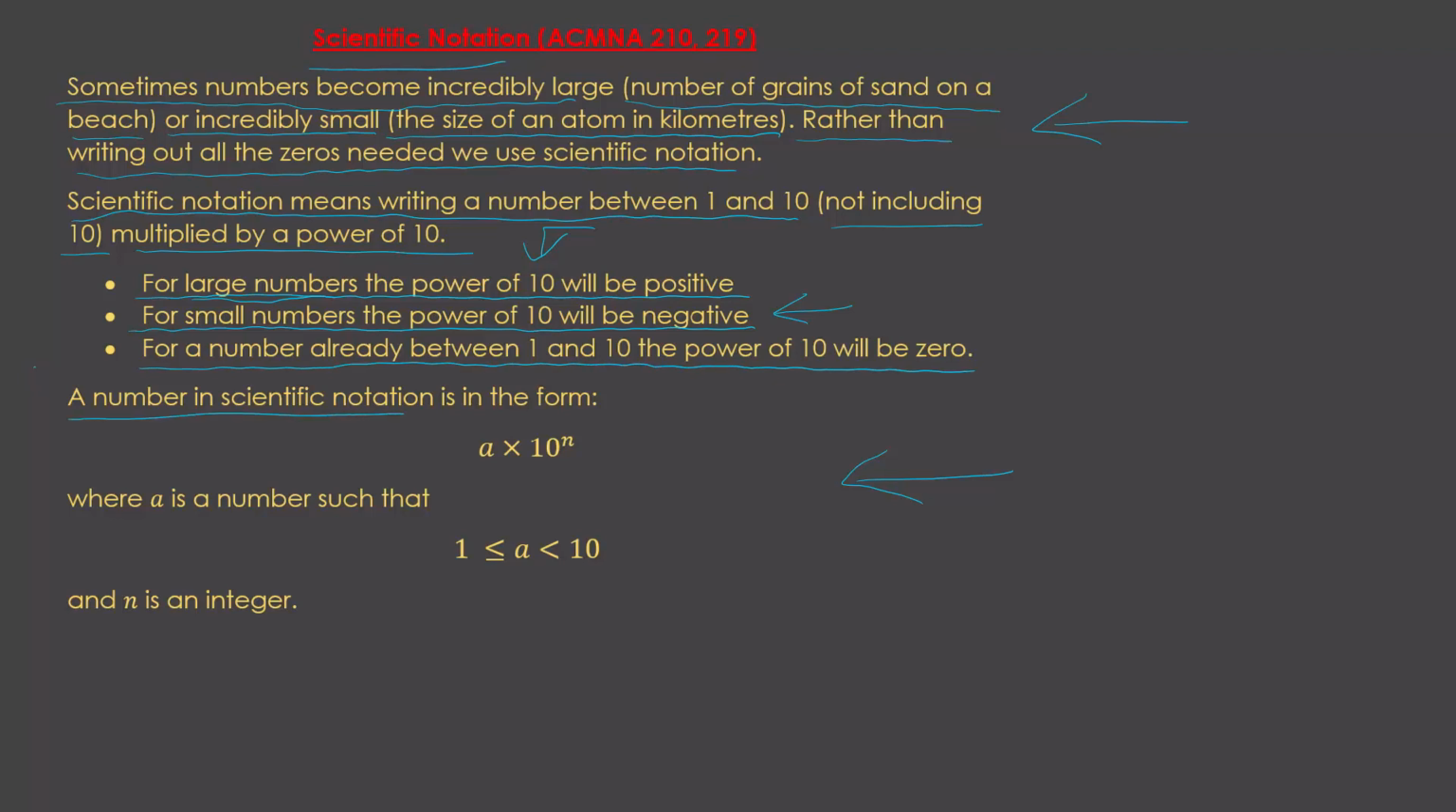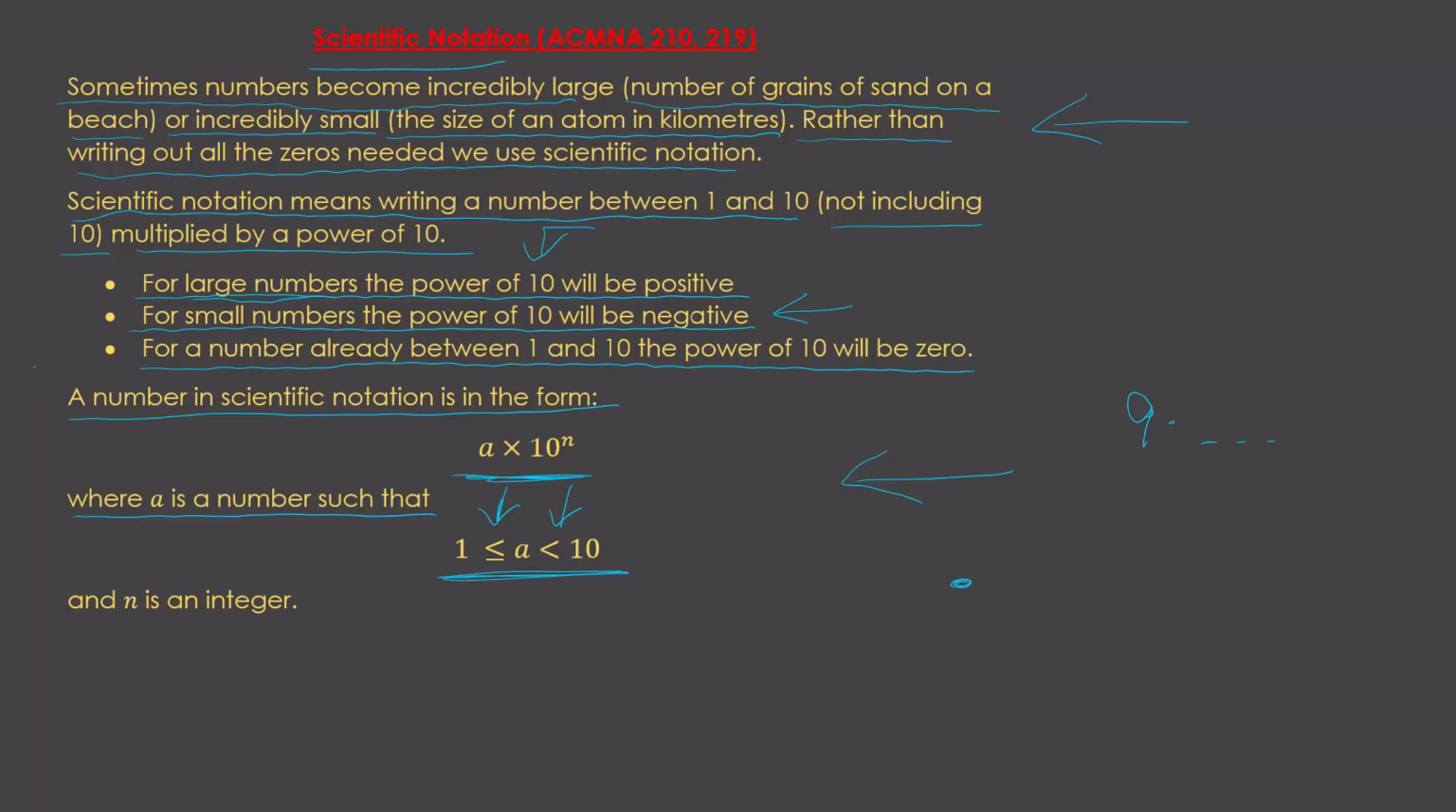A number in scientific notation is in the form a times 10 to the n, where a is a number such that a is between 1 and 10, note with 1 included, but 10 not included. So we can have 9 point something.